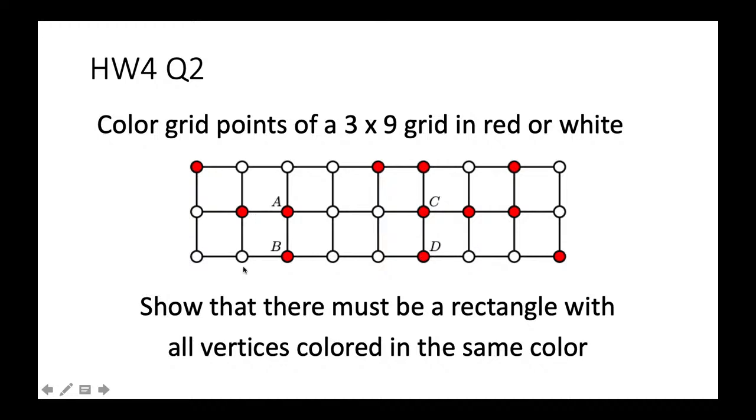It must be possible for us to find a certain rectangle such that all the vertices are colored in the same color. So in our example, if we focus on this rectangle A, B, C, D, yeah, this is a rectangle, right? The 4 corners of this rectangle are colored in the same color. So this is what we want to show.